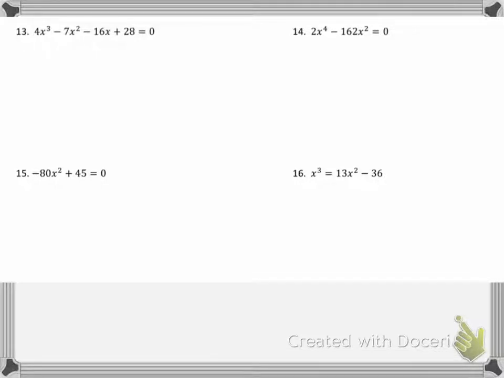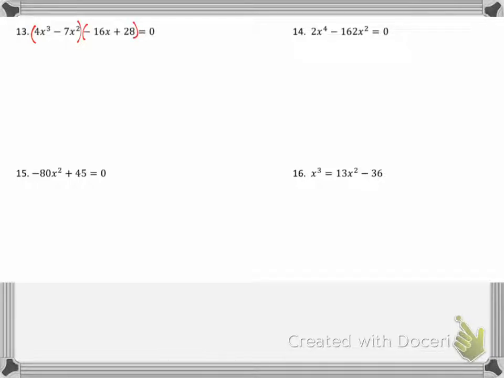All right, so number 13. Okay, it's equal to 0. That part's taken care of. I see 4 terms. Quick look at it. There is no GCF to take out. There is no number I can divide out of all 4 of those terms. They don't all have variables, so there is no GCF I can take out. But since it's 4 terms, that means we are going to employ the grouping strategy.